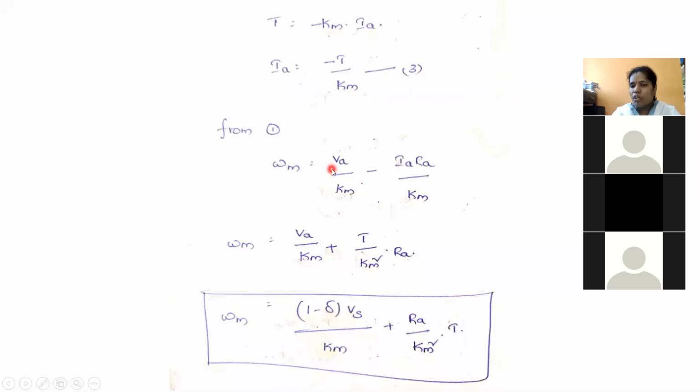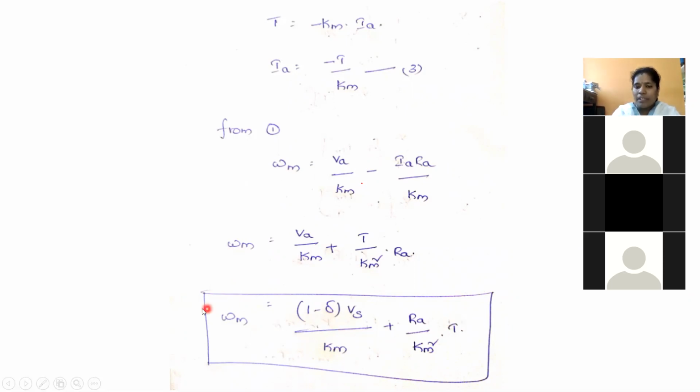Replace in omega m is equal to Va by Km minus, what is T? Minus Ia Ra by Km. Replace Ia with minus T by Km. Minus into minus becomes plus. And for this chopper, your output voltage Va expression already you have derived is 1 minus delta into Vs. So finally, you are getting the expression of speed of the motor with respect to torque.